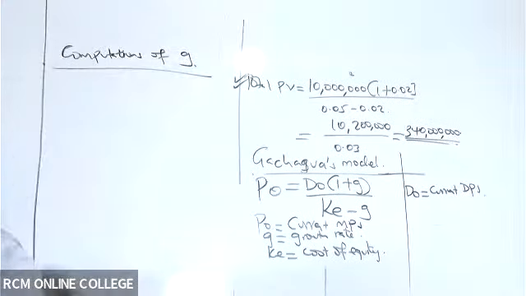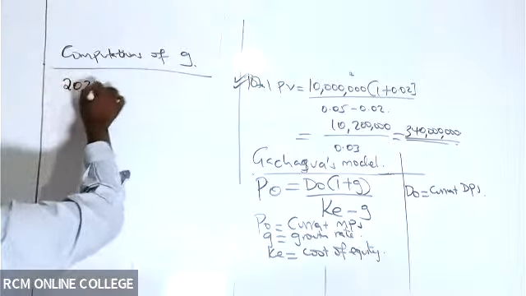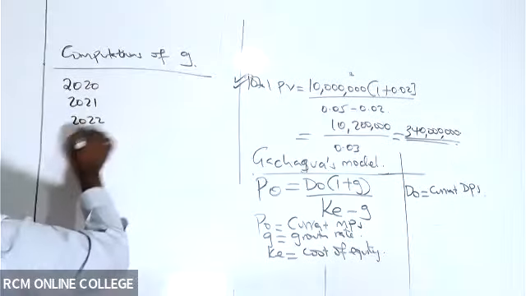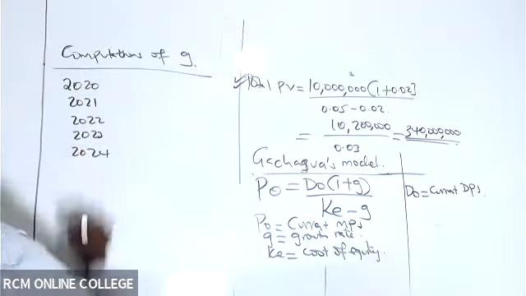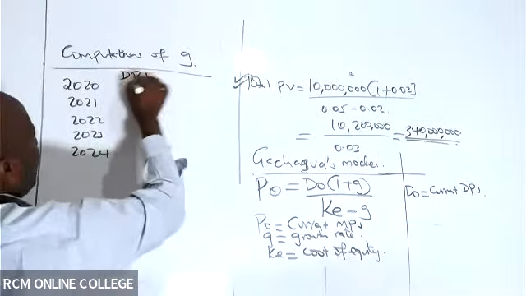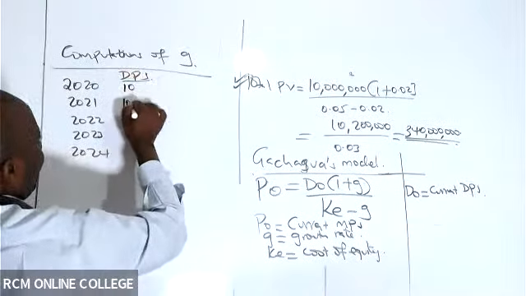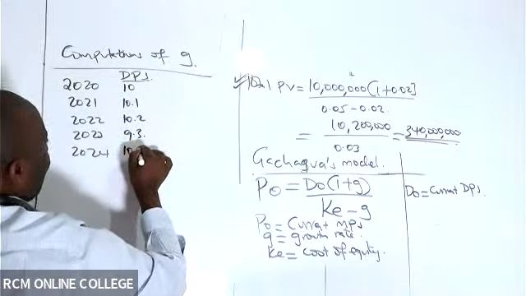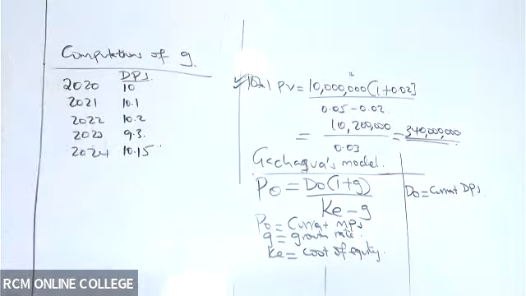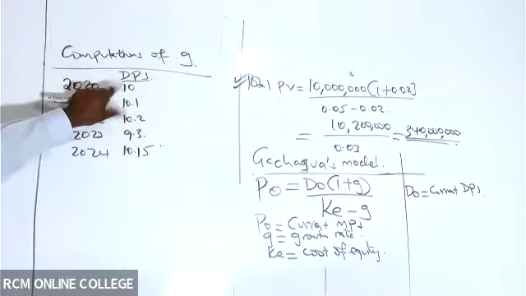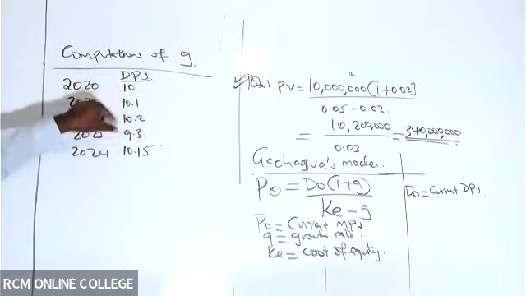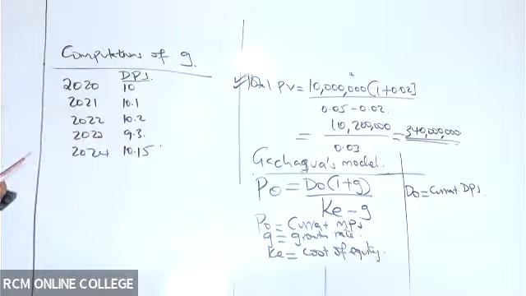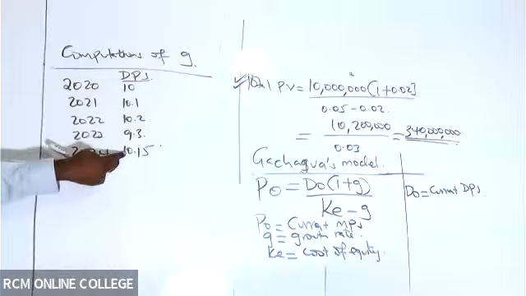So number one, for example, we'll be having 2020, 2021, 2022, 2023, and then we have 2024. And these are our dividends per share: 10, 10.1, 10.2, 9.3, and we have 10.15. All right, ladies and gentlemen, you can see these dividends have been flowing under a mixed growth rate, but generally there is a growth rate, and of course, the growth rate will be between this and this last one.